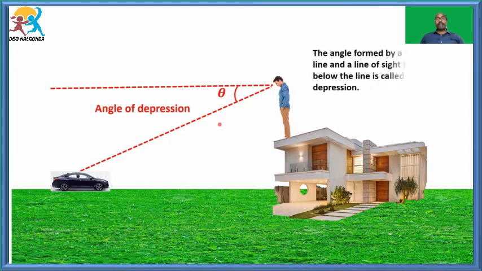We can define the angle of depression as the angle formed by a horizontal line and a line of sight to a point below the line. Angle of elevation is above the horizontal line and angle of depression is below the horizontal line. Okay. So these are the important terms that we use in this chapter.